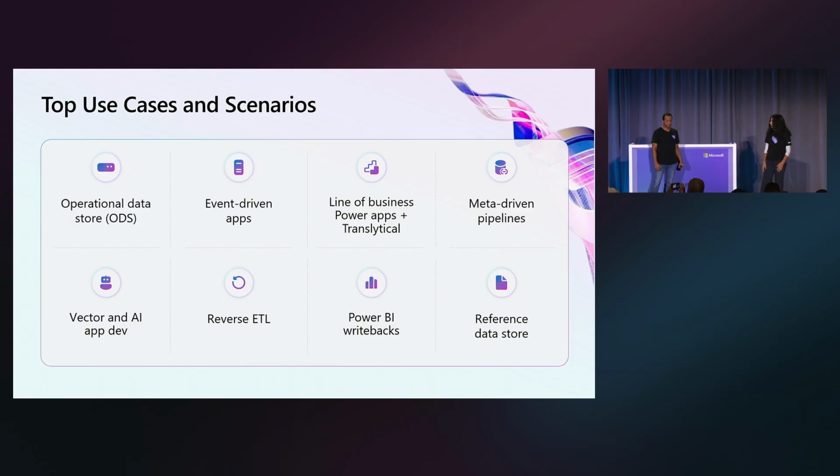What else is interesting here? Oh, I think the vector and AI app dev, we're starting to see more customers doing that. Also, we're starting to see reverse ETL, and Jeff is going to come and talk about it on that one as well. And the metadata-driven pipelines, the Power Apps, they're starting to use SQL Database in Fabric, so it's becoming more and more easier for them to integrate all of that. So those are some key ones which I wanted to share.